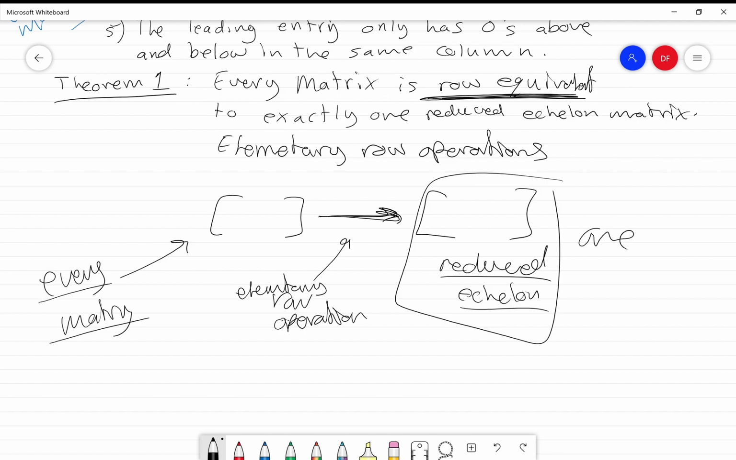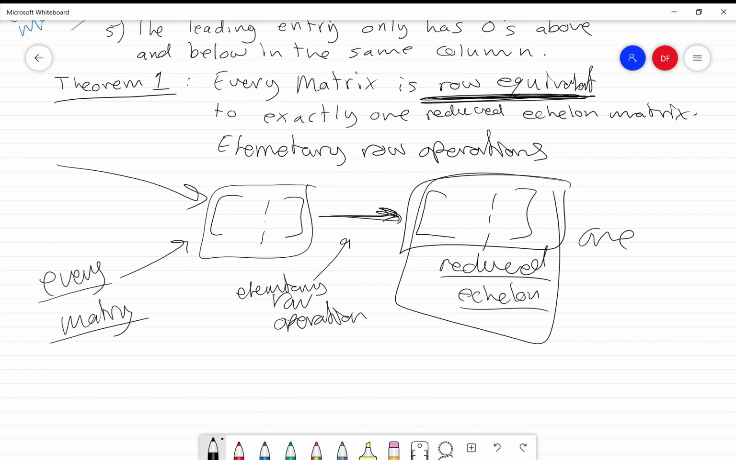And what does it mean for them to be row equivalent? It means that the solution for this matrix is the same as the solution for this matrix. Okay? So basically, if we have a system of equations, we change it to a matrix, we use elementary row operations to change the matrix to reduced echelon form, and then it should give us the solution easily. Okay? So let's see how, by following an example.